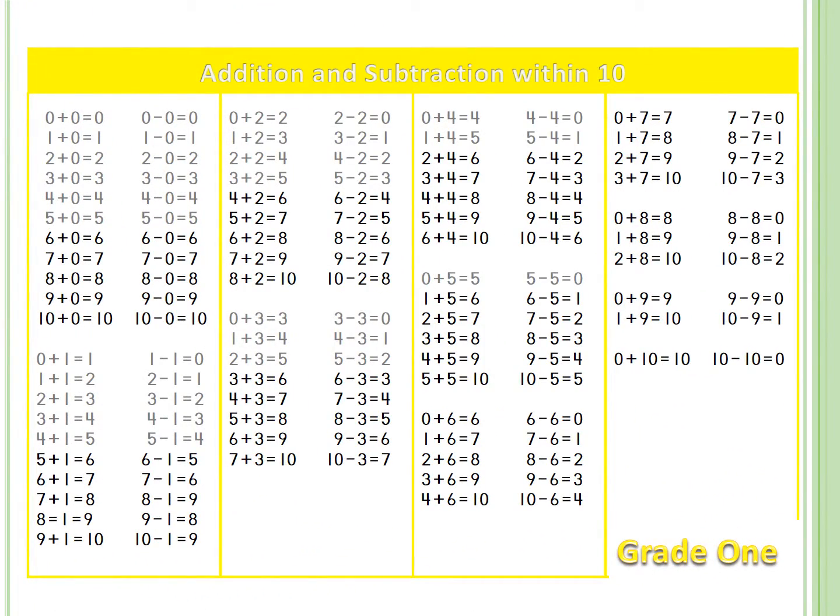Grade 1 students are accountable for fluency within 10 in both addition and subtraction. Facts shown here in gray are review from kindergarten. Facts in bold are newly introduced.